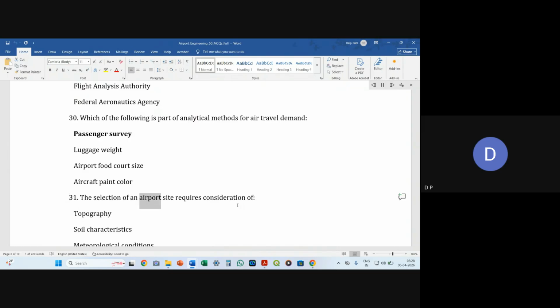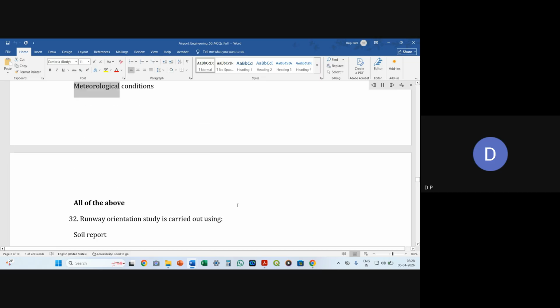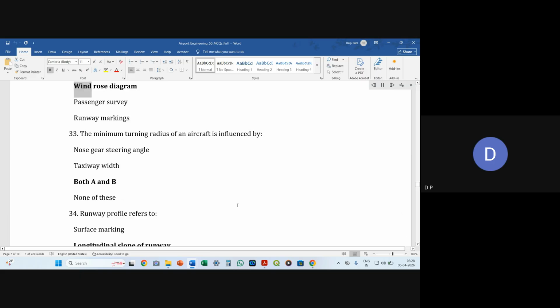31. The selection of an airport site requires consideration of topography, soil characteristics, meteorological conditions, all of the above. 32. Runway orientation study is carried out using soil report, windrows diagram, passenger survey, runway markings. 33. The minimum turning radius of an aircraft is influenced by nose gear steering angle, taxiway width, both A and B, none of these.